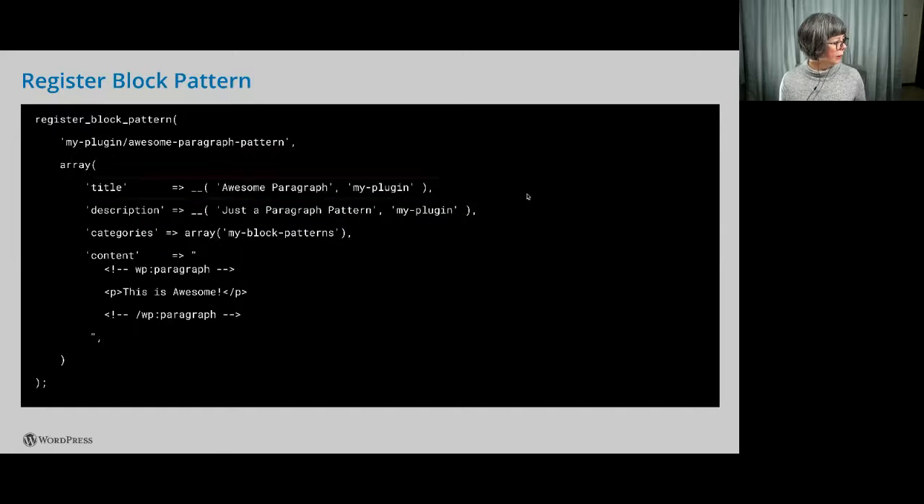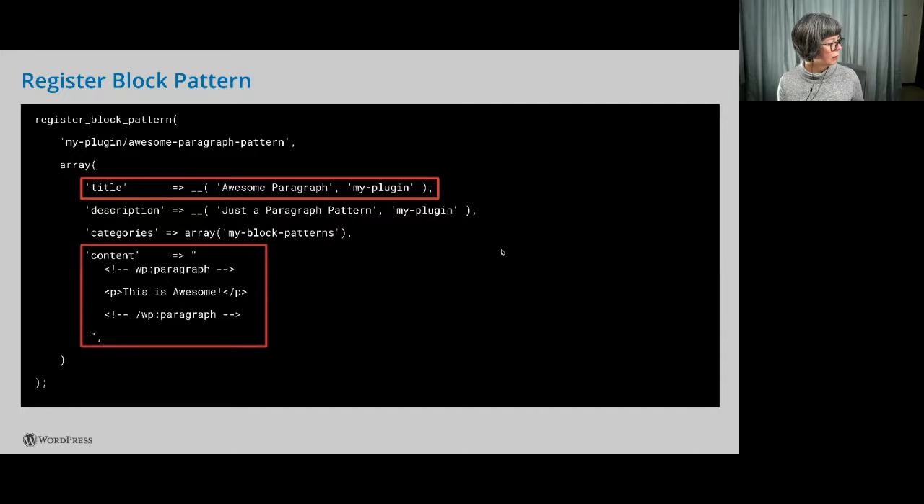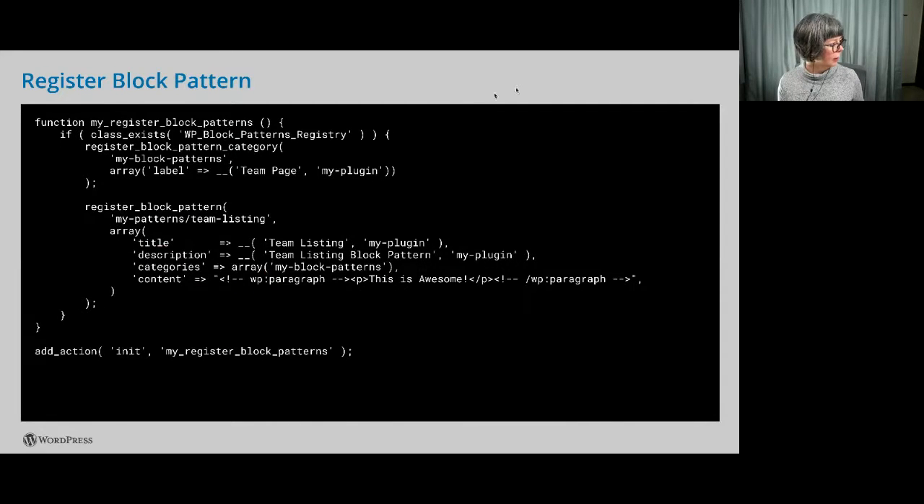All right, so let's look at the code all combined. What we have is the code that we just went over, but we've got some wrapping code, and that's to tell WordPress that we want it to actually happen.